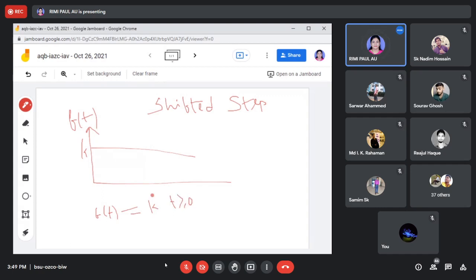That means it started at t equal to 0. It is started from t equal to 0 and then goes on. Right? Now, it may happen that the signal is not started at t equal to 0. It's shifted. It started from t equal to t1 time. Now it started from t equal to t1 time.